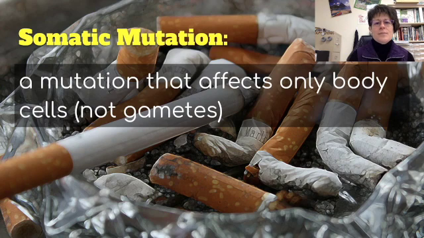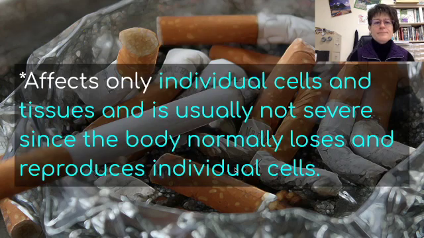So we can have two types of mutations, really, in our cells. There can be a somatic mutation. This is a mutation that affects only body cells, not gametes. And I have cigarettes in the background because cigarette smoke, the chemicals in it, are mutagens that cause lung cancer. It affects only individual cells and tissues and is usually not severe since the body normally loses and reproduces individual cells. So that's why if a person quits smoking, they're less likely to develop lung cancer, because the immune system will take care of those cells that have mutated and get rid of them.